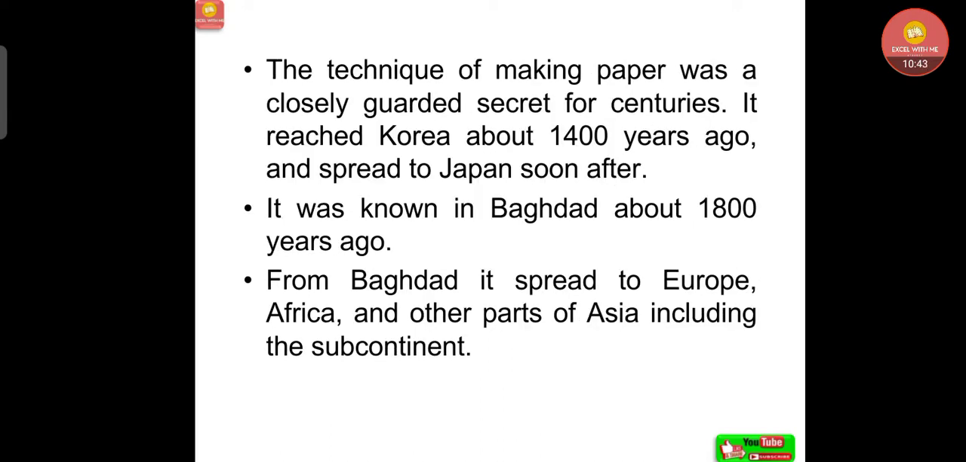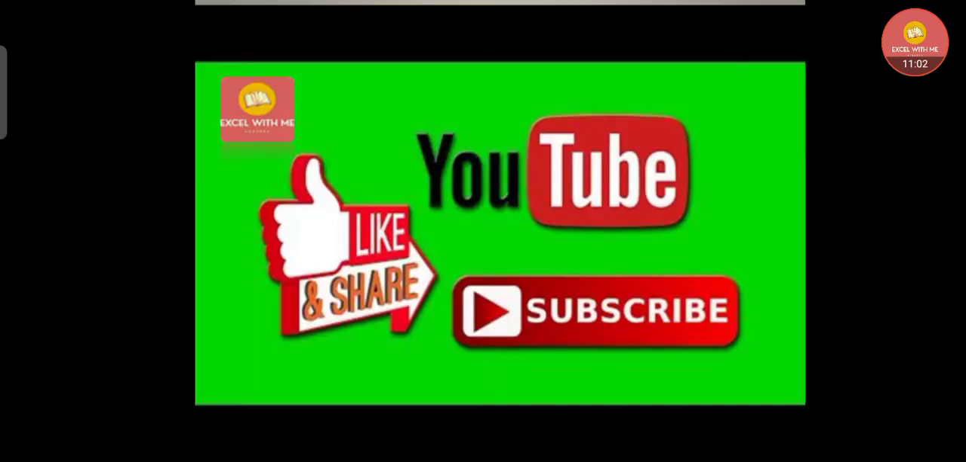Now, the technique of making paper was a closely guarded secret for centuries. It reached Korea about 1400 years ago and spread to Japan soon after. It was known in Baghdad about 1800 years ago. From Baghdad, it spread to Europe, Africa and other parts of Asia, including the subcontinent.